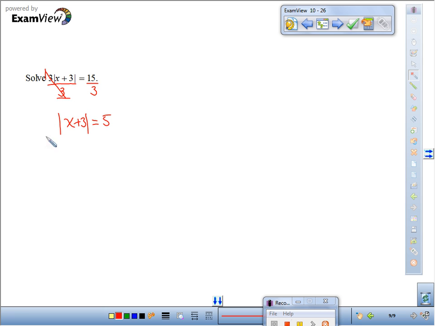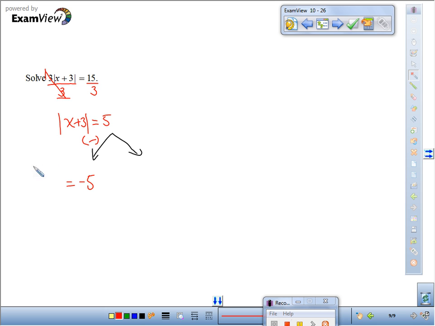So now, since we don't have anything outside the absolute value, now we just go ahead and write our 2 equations. One for our negative number, and one for our positive number. So my first one I'm going to write for my negative. So the 5 becomes a negative 5.